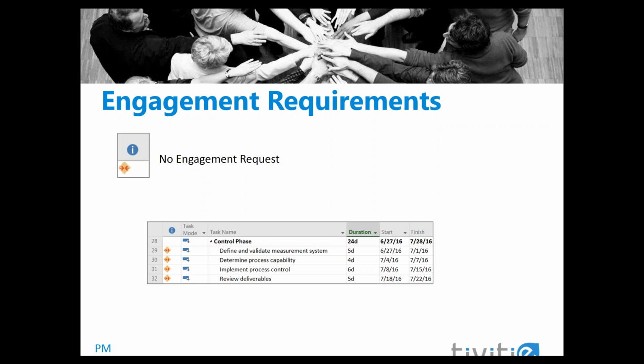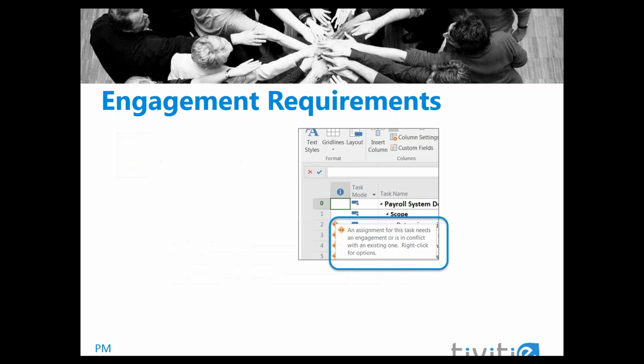If a resource that requires engagements is assigned to a task and there's a proposed engagement request, this is the indicator that will be displayed. This tells you that any resources that require assignments have proposed engagements that have not yet been committed to. If you hover your mouse over the indicator, it will tell you that an engagement is needed and that you can right-click to fix it.